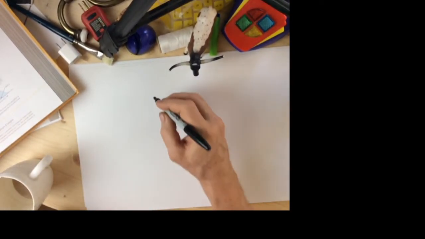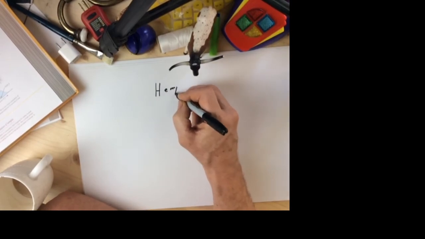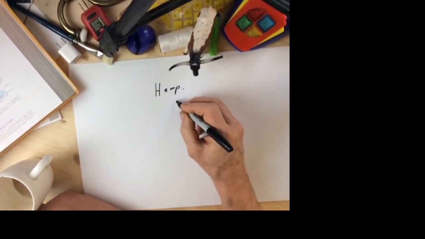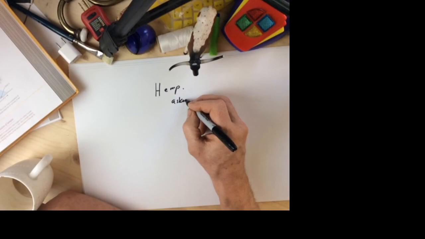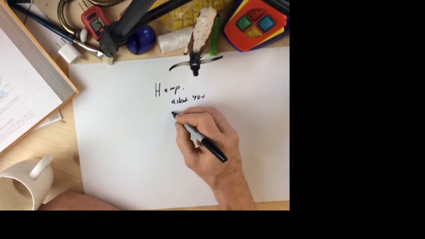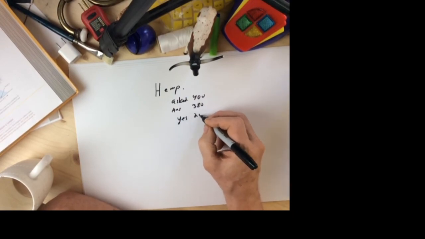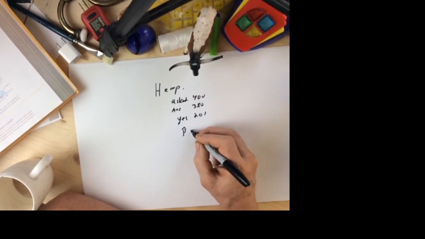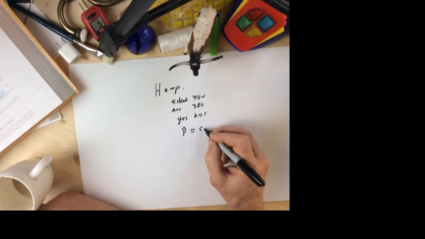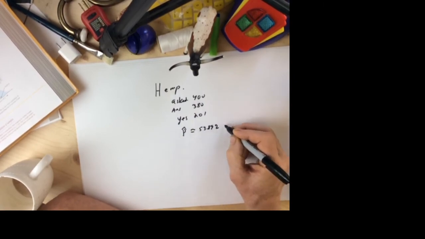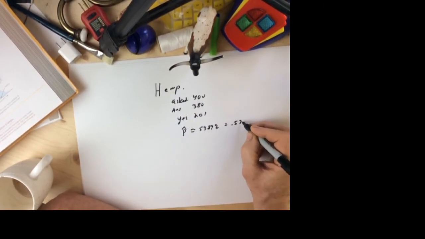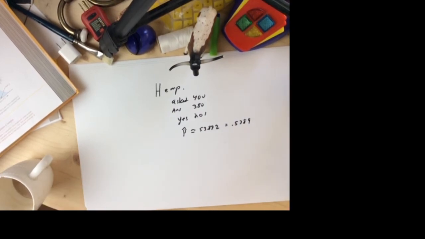So let's take this hemp example I just did, where we first asked 400, 380 answered, the yeses were 201, p-hat was 52.89%, and I'll use all 4 decimals for this calculation.